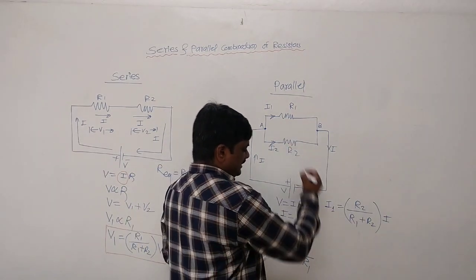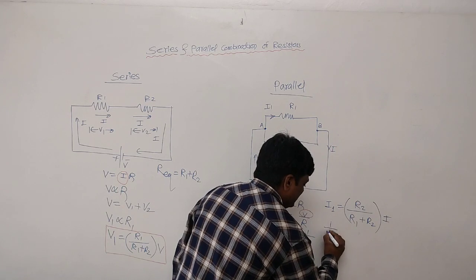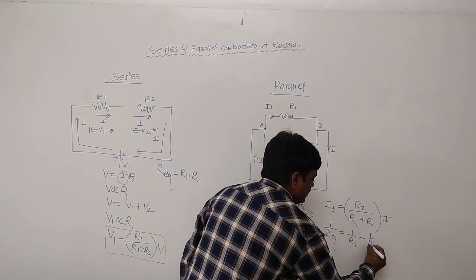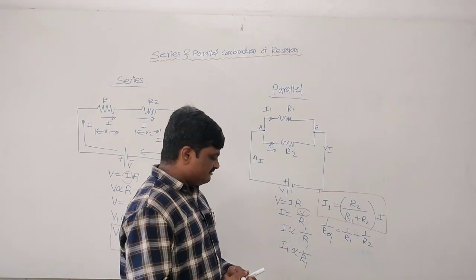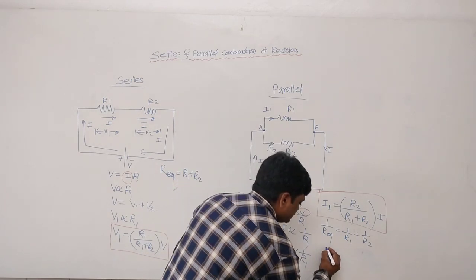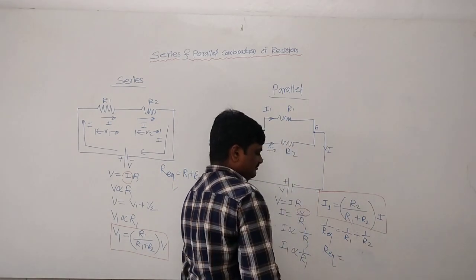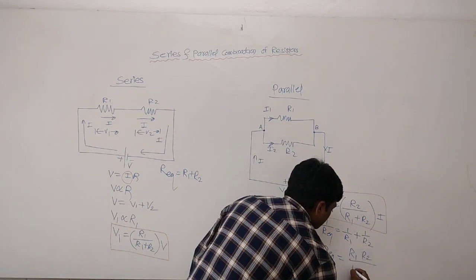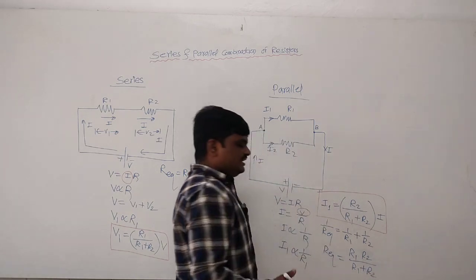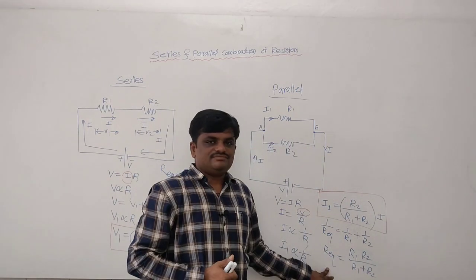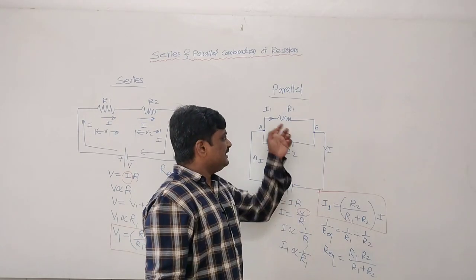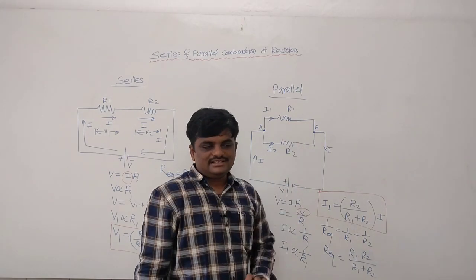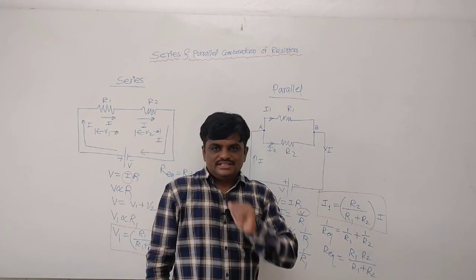Now here in parallel combination, the equivalent resistance value is 1 upon R equivalent equal to 1 upon R1 plus 1 upon R2. So friends, if you consider the equivalent resistance value in parallel combination, R equivalent will be equal to R1 multiplied by R2 divided by R1 plus R2. So here the equivalent resistance value is smaller than each resistor value, that is, it is less than R1 as well as less than R2. You can use this concept.